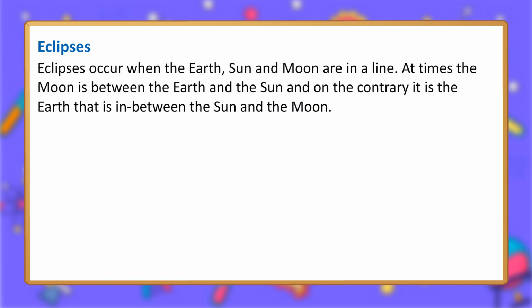Eclipses. Eclipses occur when the Earth, Sun and Moon are in a line. At times the Moon is between the Earth and the Sun, and on the contrary it is the Earth that is in between the Sun and the Moon. Lunar eclipse.